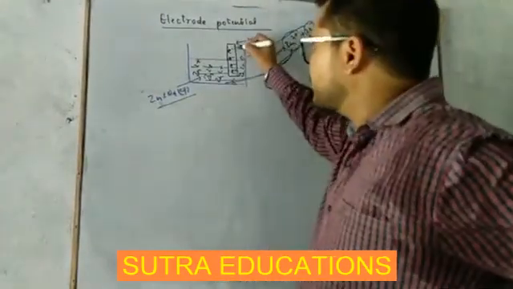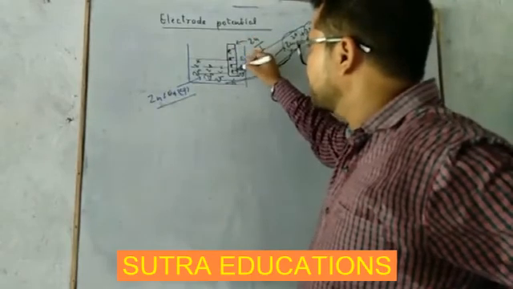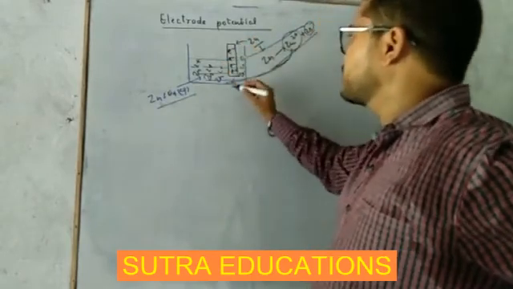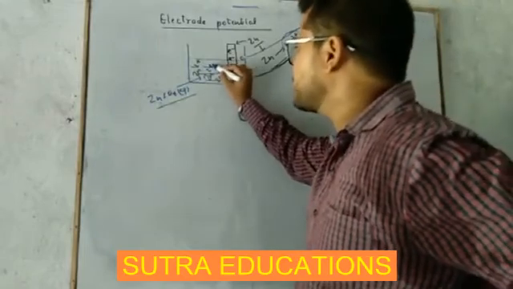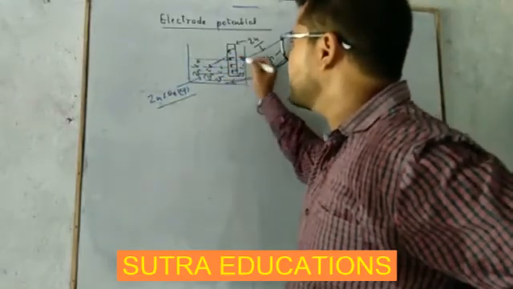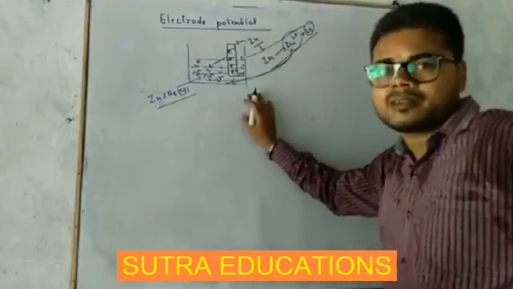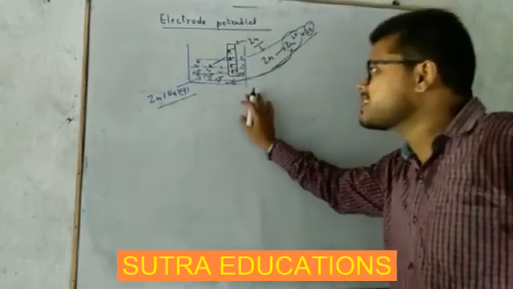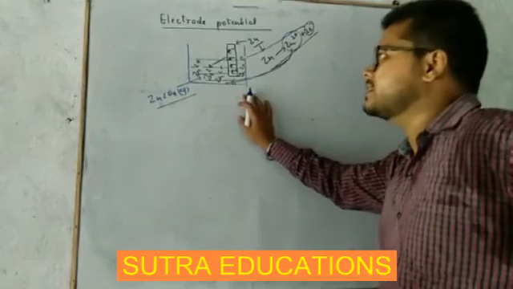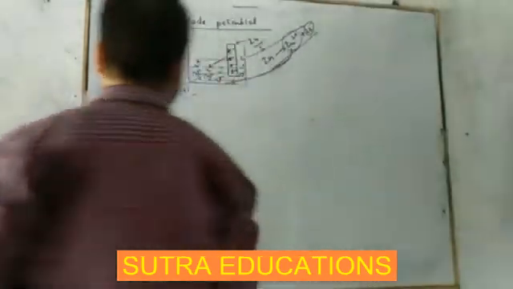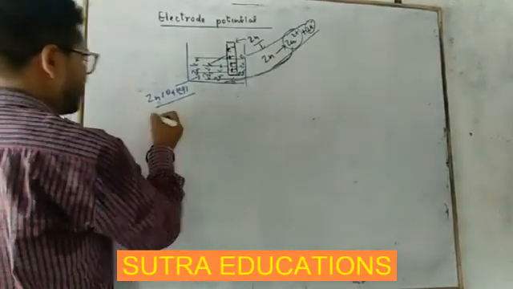Here electrons with negative charge are present, and Zn2+ is present in this electrolyte. So it is positive, it is negative. So in between these two, what will happen? There will be a potential difference set up. Getting this or not? So I am going to define electrode potential.